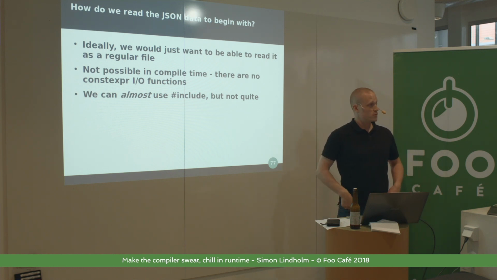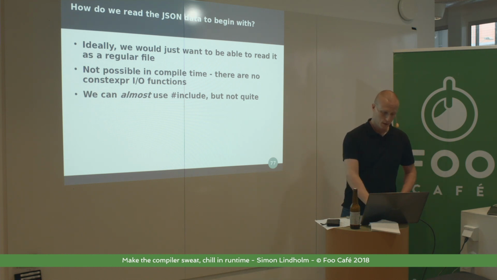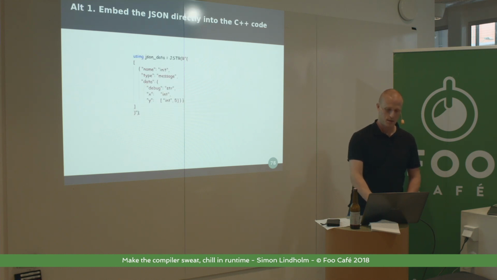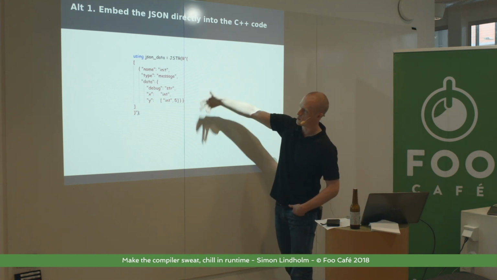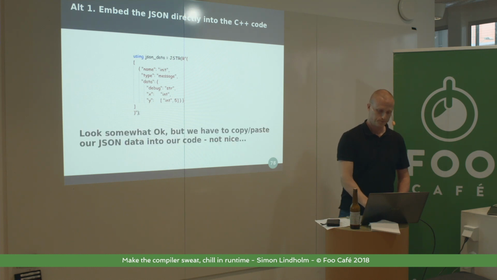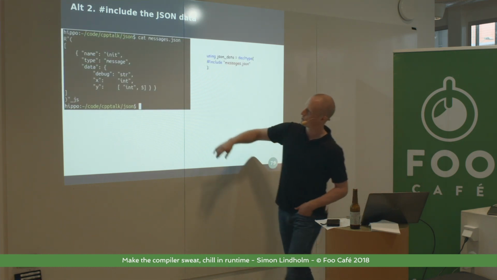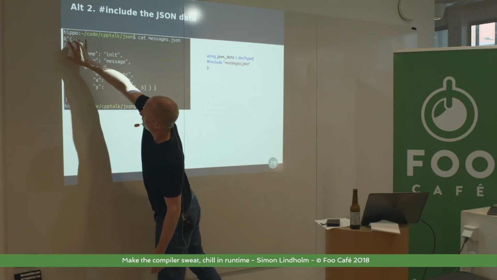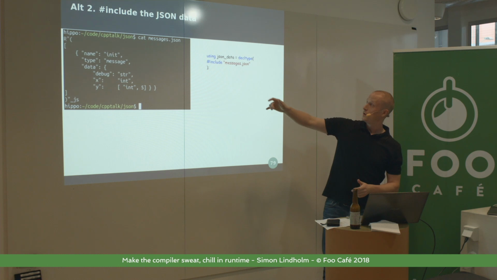it sort of almost works out with include, but it doesn't because of these stupid preprocessor rules. But you can get something that's almost okay using raw literals. So you can have it in your C++ code like this. So you just copy paste your JSON in there. It's not perfect. You can have a slightly better version if you just wrap your JSON data with this raw literal begin and raw literal end, basically. So you have this sort of preamble and this postamble, whatever it's called, and then you can just include it.